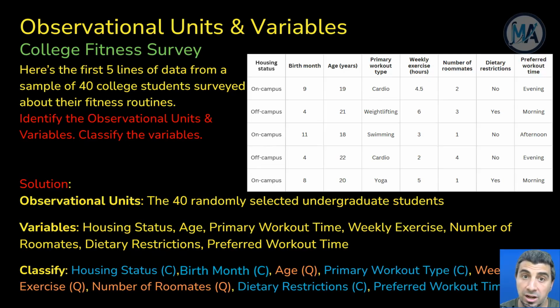But be careful, watch out for the trap. Look at birth month. It's a number like 9 or 4, but it's categorical. Now, why is that? Because finding the average birth month makes no statistical sense here. It's just a numerical label for a category, kind of like your zip code.